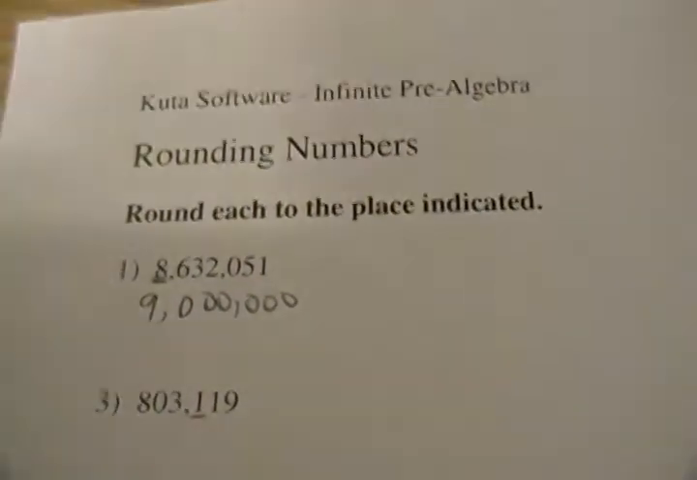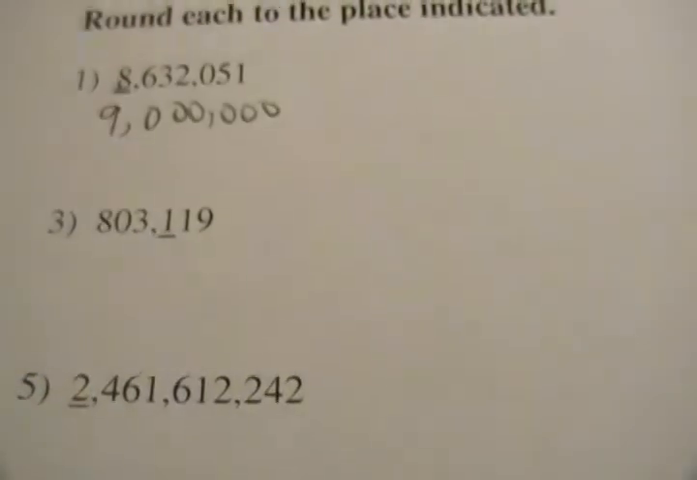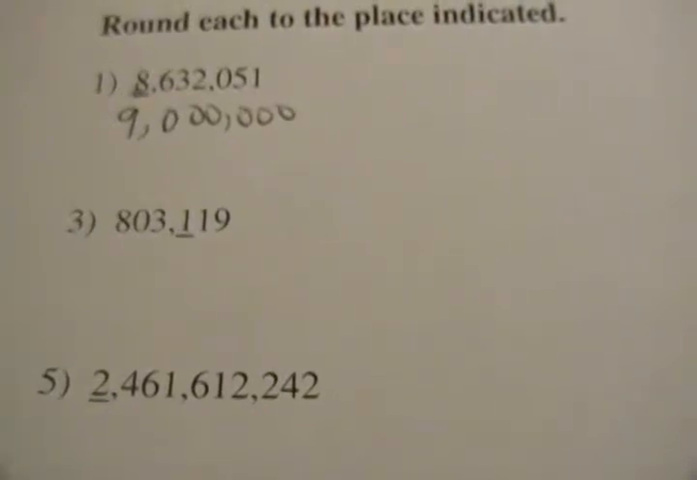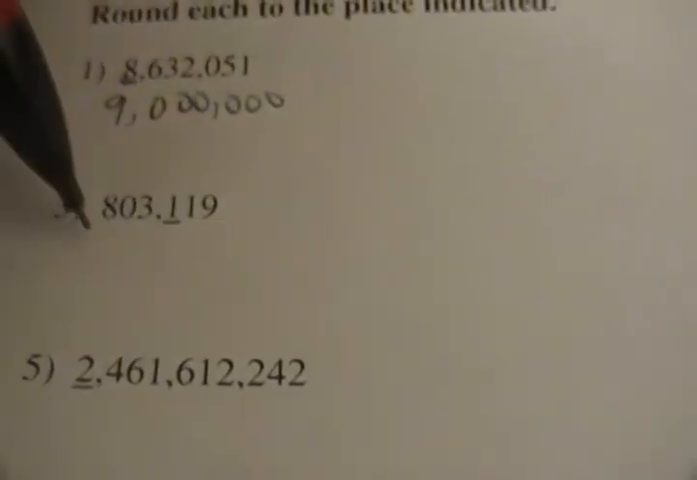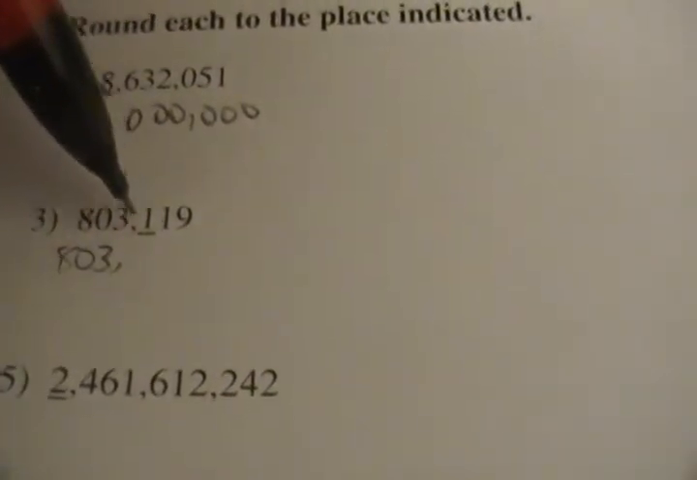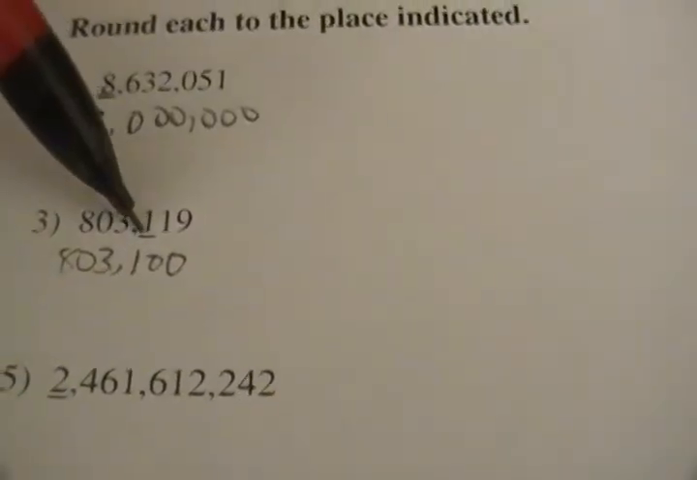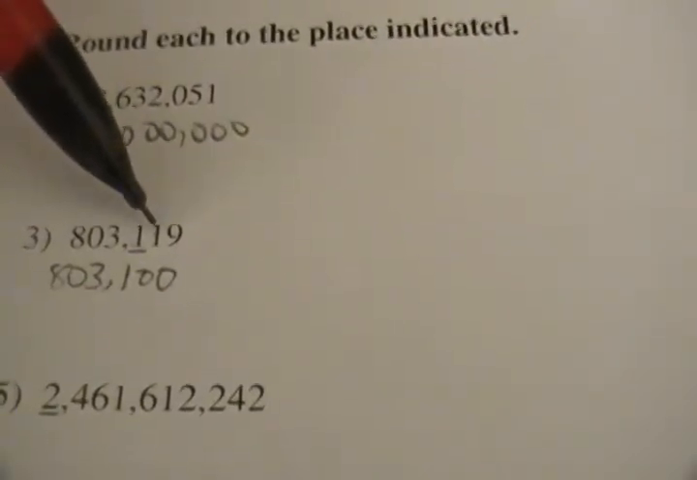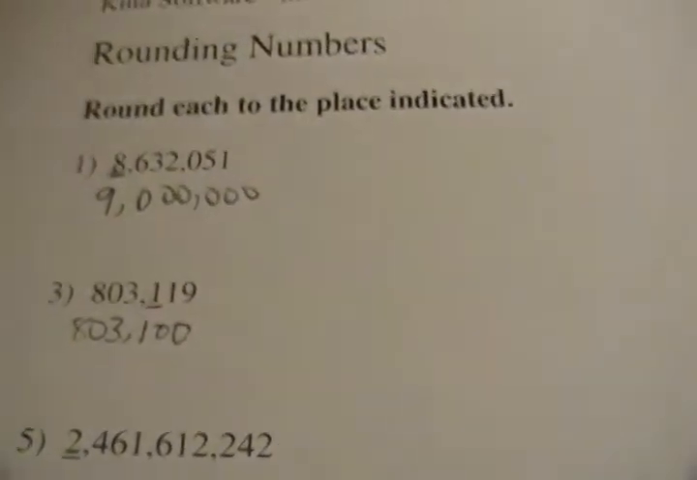Now let's try another problem. Let's go to the one right below it. So try to round to the hundreds. Okay, so the answer is 803,000 and then 100, because the number to the right is 1, and the rule is if it's 1, 2, 3, or 4, then we round down.